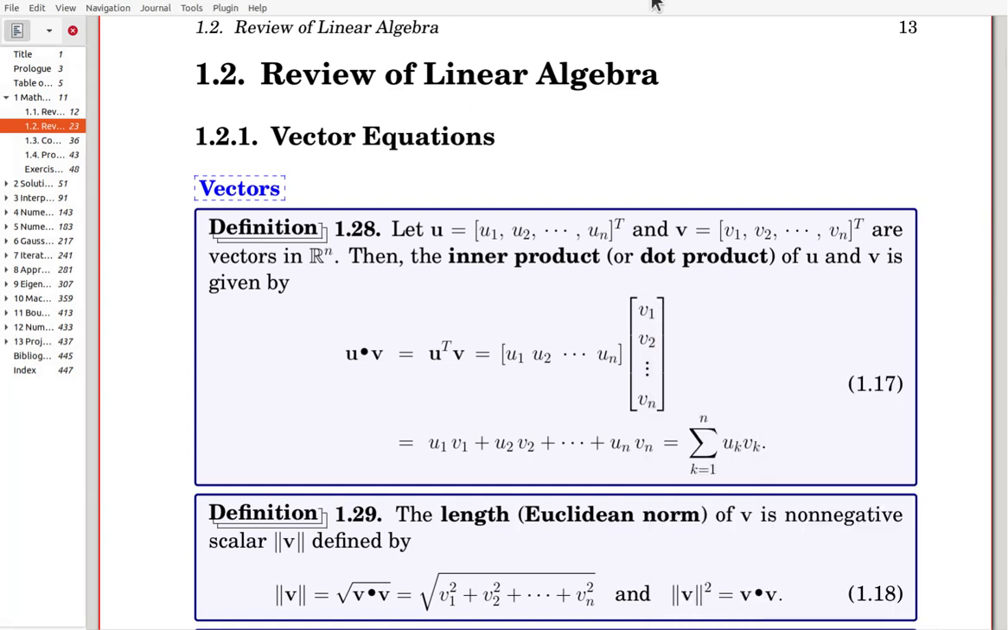Okay, here, for two vectors of n components, n-dimensional vectors, u and v, the inner product or dot product is defined in this way. u dot v is the same as u transpose v. If you multiply in this way, then u1 v1 plus u2 v2, and so on, up to un and vn. With the summation notation, we can write it in this way.